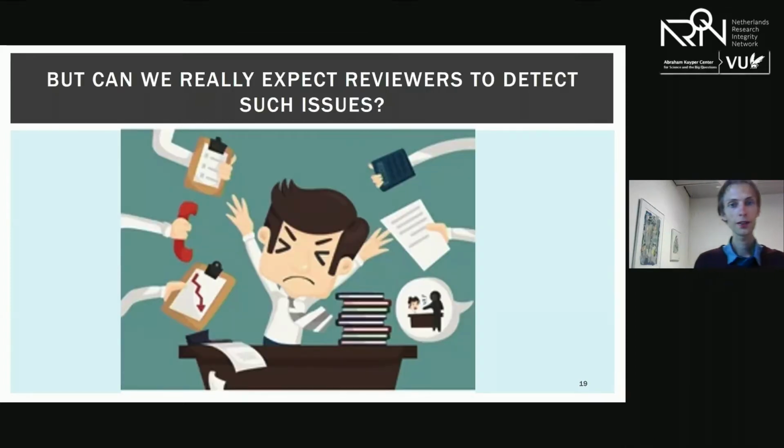Can we really expect reviewers to detect all these issues or potential issues of research misconduct? Is it feasible that reviewers detect this? Especially given the fact that review is usually a voluntary job, you do this on a voluntary basis, you're not rewarded for that. Can we expect people to go to such lengths, even checking all the data and underlying data of a manuscript to detect such issues?